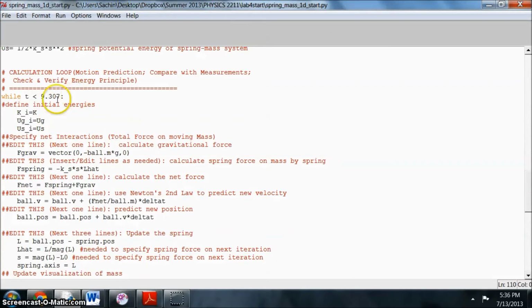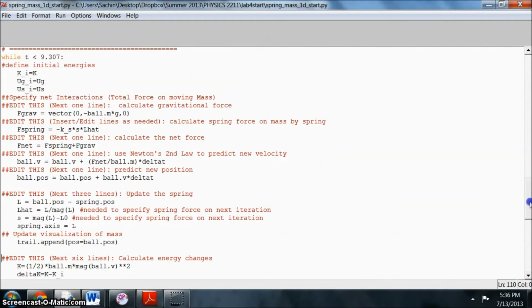The total time obtained from Tracker was found to be 9.307 seconds. Next we define the initial kinetic, gravitational potential, and spring potential energies to be equal to their respective initial energies, but these three values, K, UG, and US, are going to be updated, which we'll see later in the code. Here we calculate the interactions or the forces on the objects. So we have gravitational force, and we have spring force, which is Hooke's law, which is the stiffness of the spring times the stretch or the compression times the direction it's going in. The next line is F net, which is simply the sum of the gravitational plus the spring.